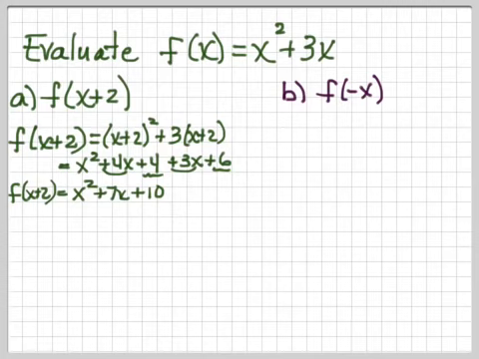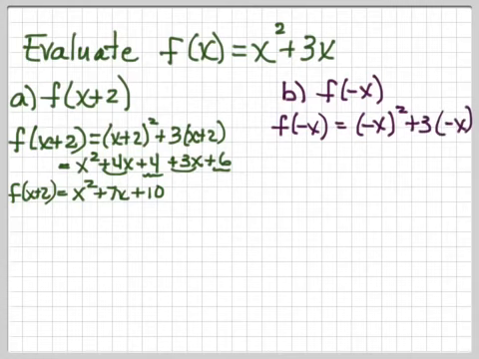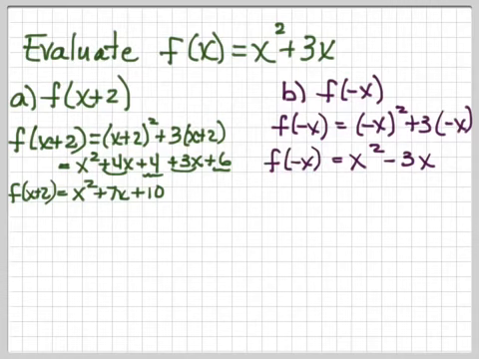If I want to evaluate f of negative x for this function, everywhere I see an x in the x squared plus 3x, I'm going to substitute a negative x. So I'll have negative x, squared, plus 3 times negative x. And once again, that negative x squared is in parentheses, so that's going to be x squared minus 3x. So f of negative x is x squared minus 3x.